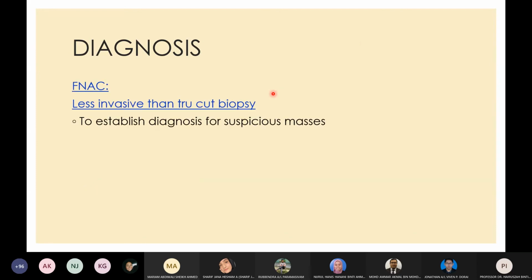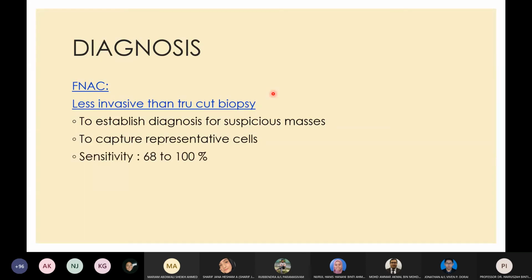This is what I said just now, okay? Doing FNAC is more simple than a true cut. It's just like, have you seen how blood is taken? It's very simple, right? You just take a syringe, put a needle, and poke, and you get blood out. That's almost exactly how we do FNAC. It's done by pathologists. Sometimes clinicians do it, but in HKL, the pathologist goes to the patient at the clinic and puts in a needle and takes out cells.